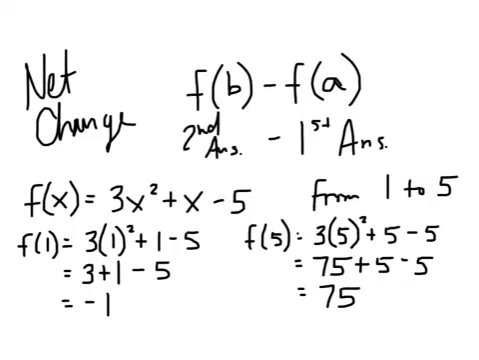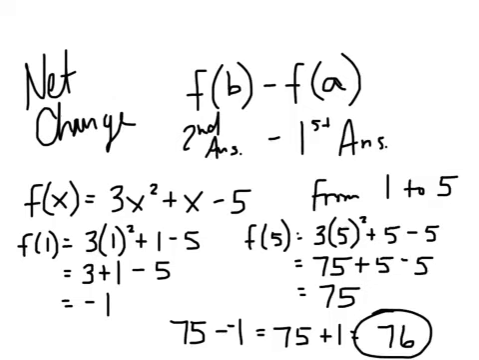So according to my chart, I'm going to take the second answer, 75, minus the first answer, which would be negative 1, and two negatives would make that a positive, so 75 plus 1, and it changed 76 different things. It's kind of like on a number line where you go from left to right, but in this case it would be the first one to the second one, where we changed it 76 times in order to get from negative 1 to 75. So that's what a net change is.